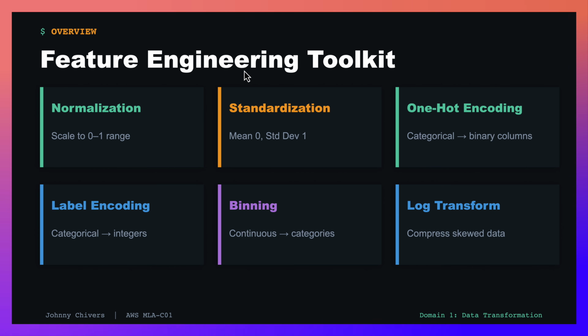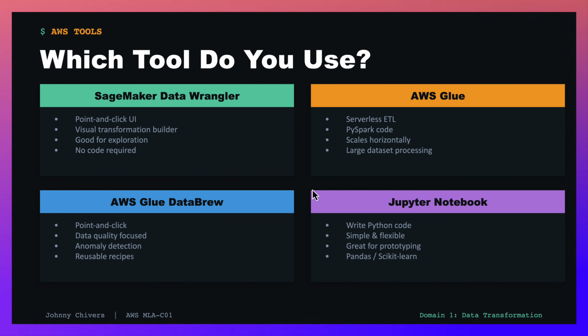So if you know this slide for the exam, you'll be doing very, very well, because you just need to know when to pick each one of these as a feature engineering task. Now, onto the AWS side of things. Which tool do you use and when? For the exam, when you're doing feature engineering and data ingestion, you will hear Data Wrangler come up, you will hear Glue come up, you will hear Glue DataBrew come up, and you'll hear Jupyter Notebooks come up as well.